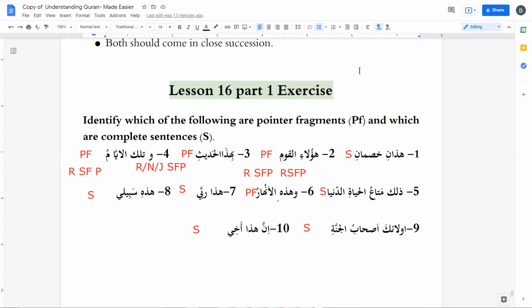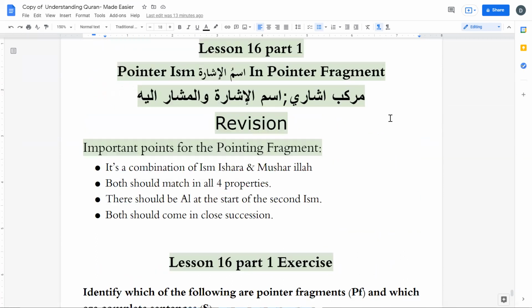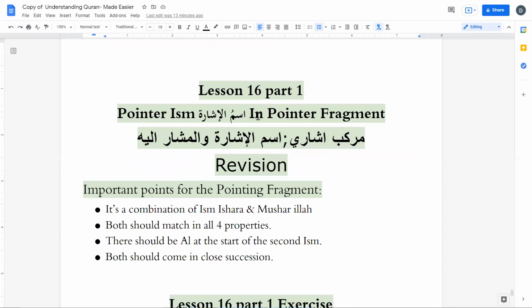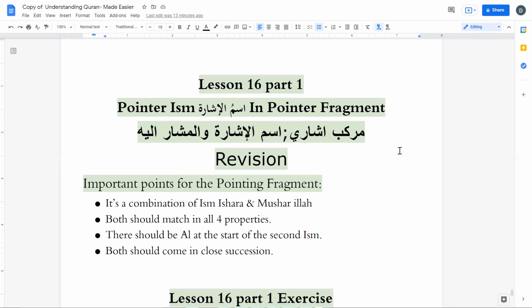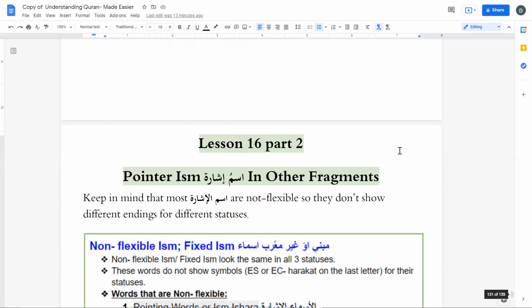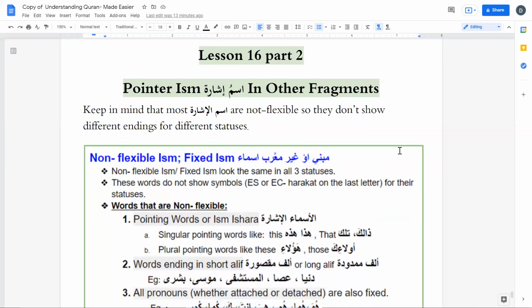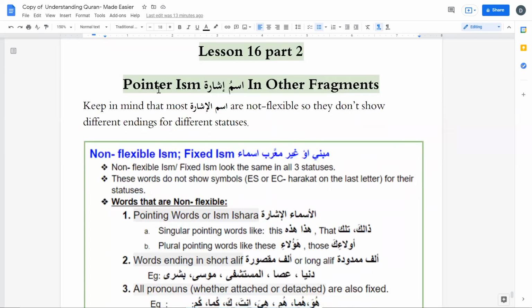So alhamdulillah, we did this exercise for the first part of lesson 16. And in the first part of lesson 16, we learned the pointer ism in the pointer fragment. So we learned the pointer fragment, and now inshallah in the second part of lesson 16, we are going to learn the pointer ism in other fragments, besides the pointer fragment, when we see ism ishara in other fragments.